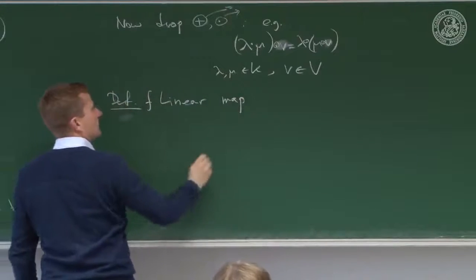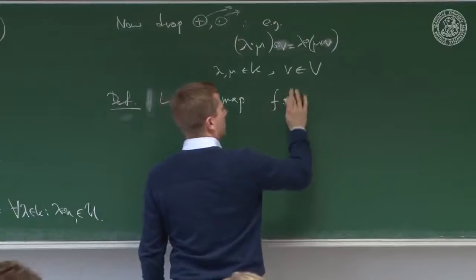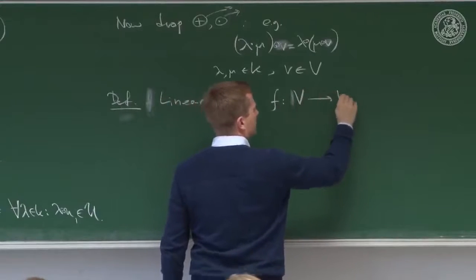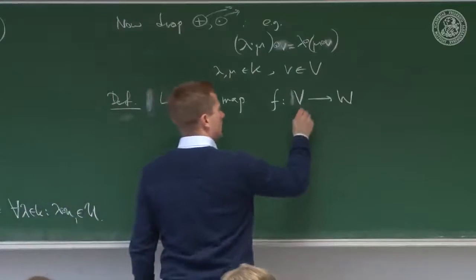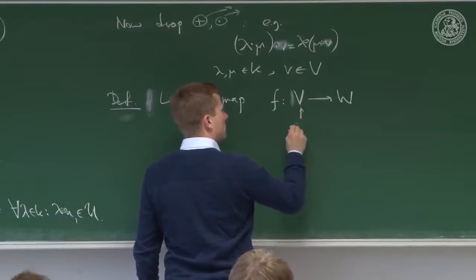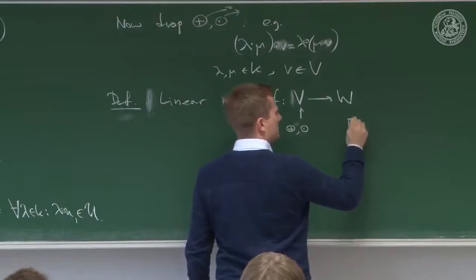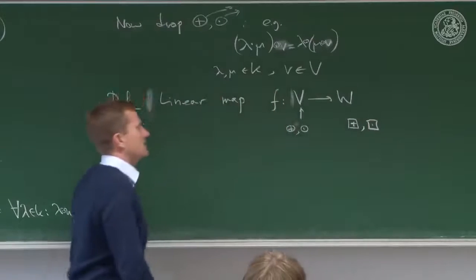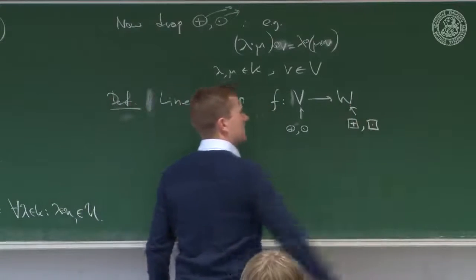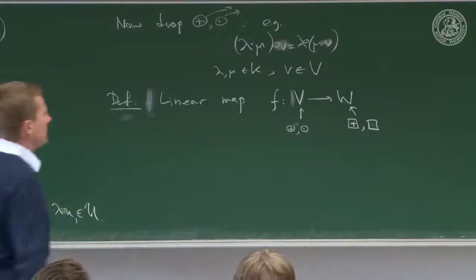So F is called a linear map, a linear map F from one vector space V to another vector space W. And now I should again emphasize that V may be equipped with circ plus and circ times, and W is equipped with box plus and box times. Because different vector spaces can carry different pluses and scalar multiplications.